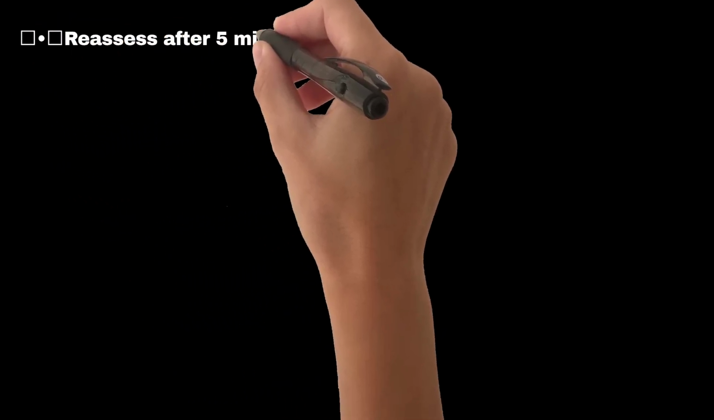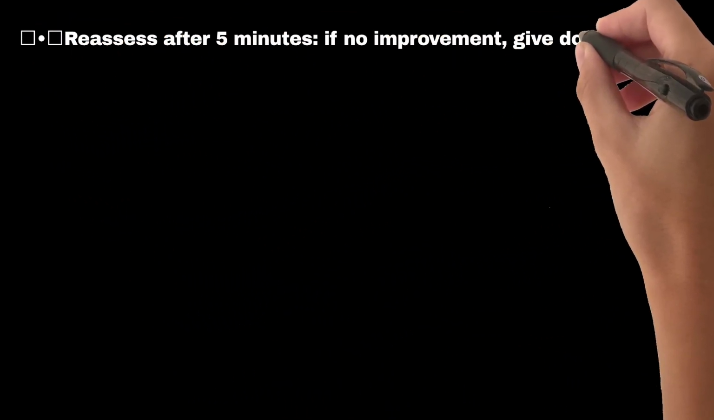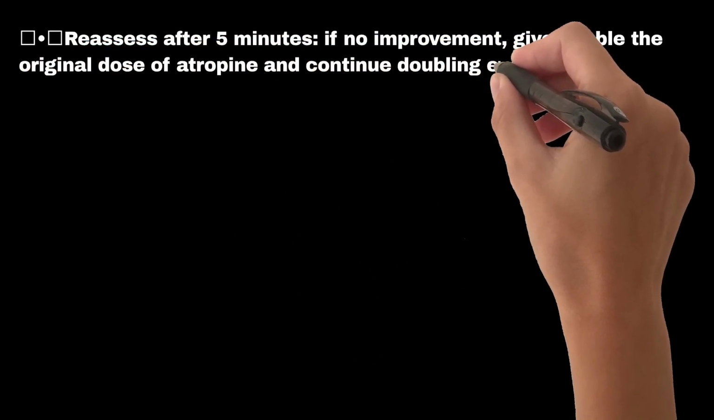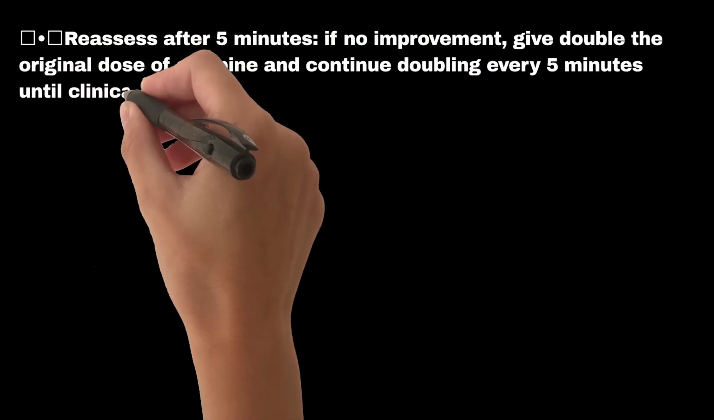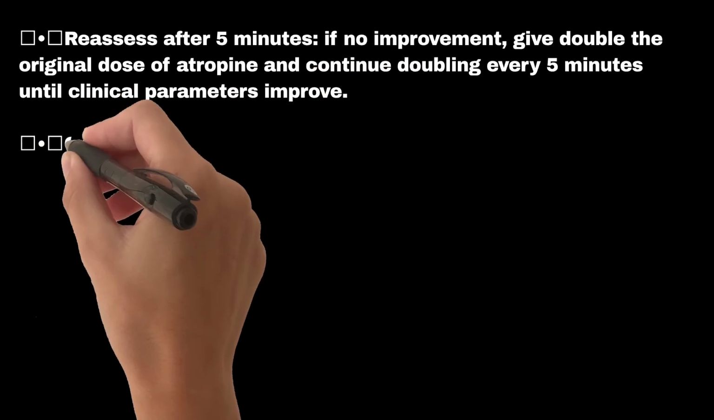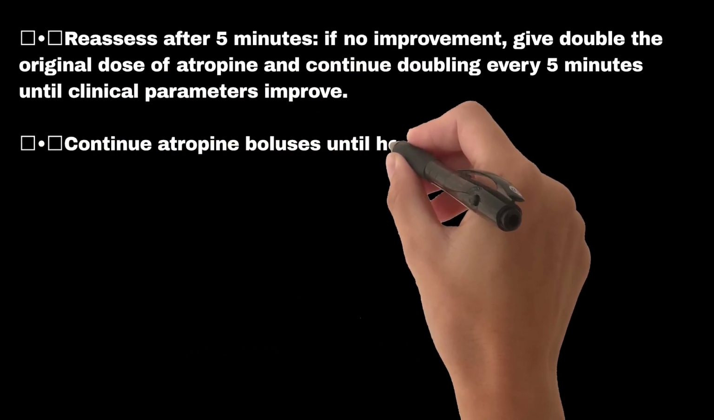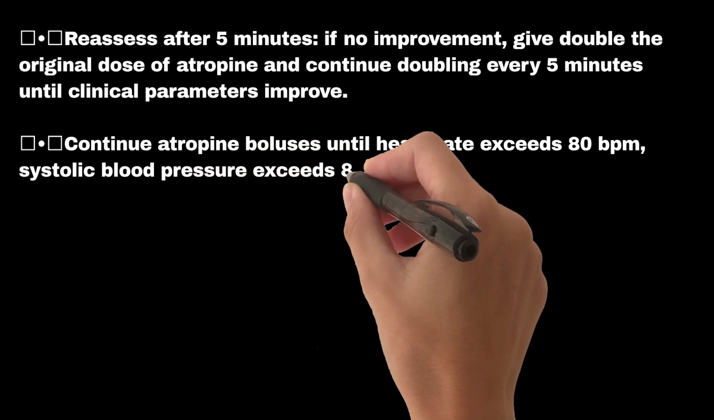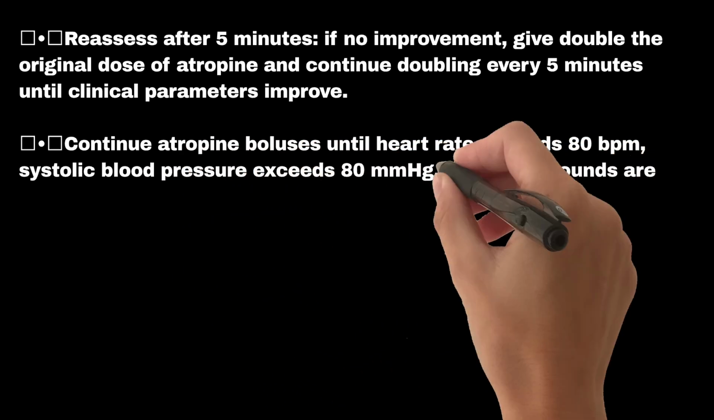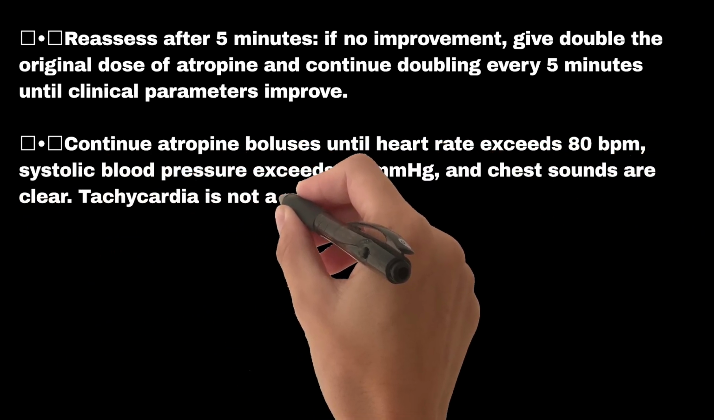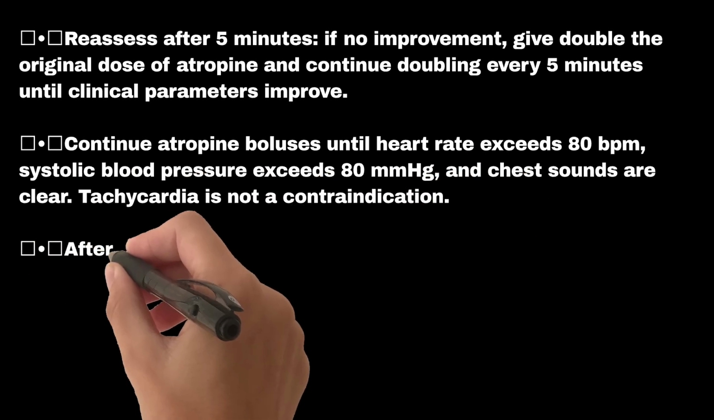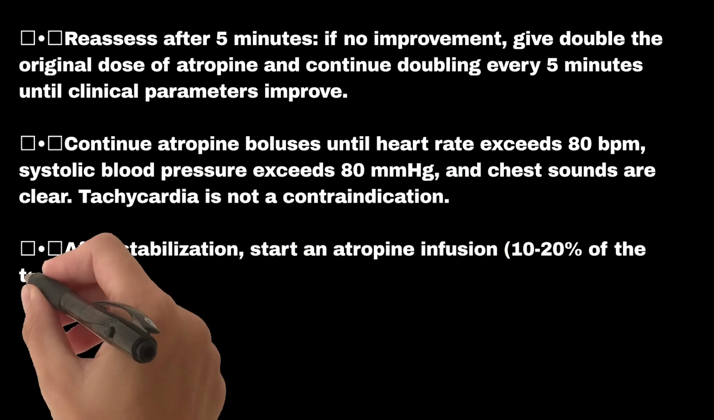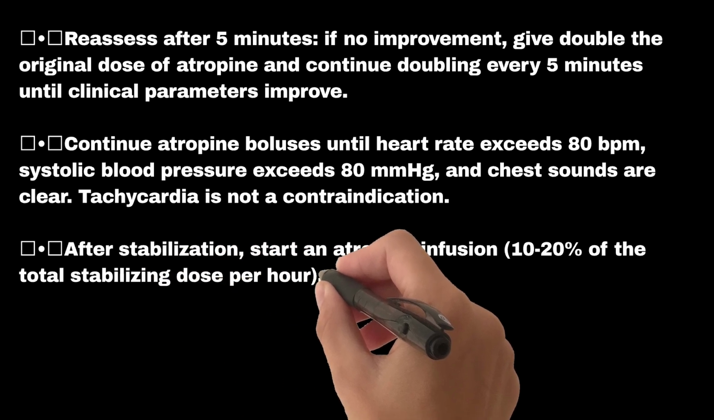Reassess after 5 minutes. If no improvement, give double the original dose of atropine and continue doubling every 5 minutes until clinical parameters improve. Continue atropine boluses until heart rate exceeds 80 bpm, systolic blood pressure exceeds 80 mm of mercury, and chest sounds are clear. Tachycardia is not a contraindication. After stabilization, start an atropine infusion, 10–20% of the total stabilizing dose per hour.